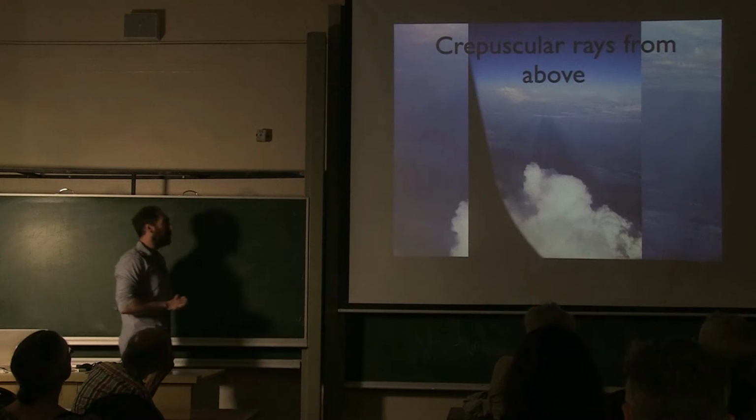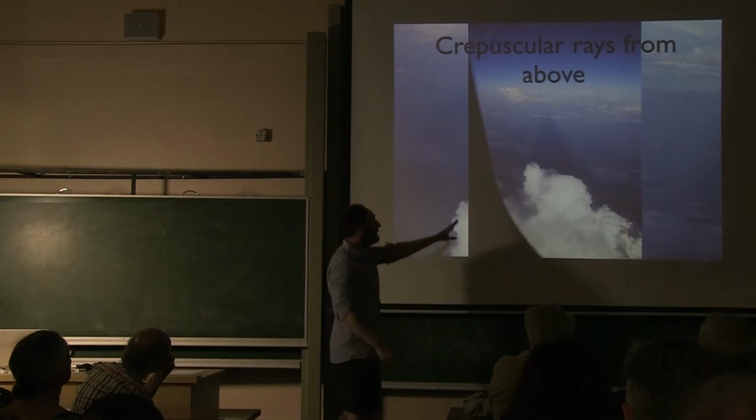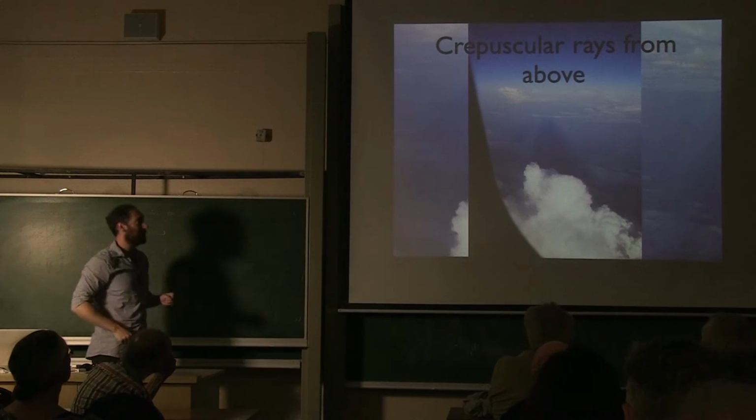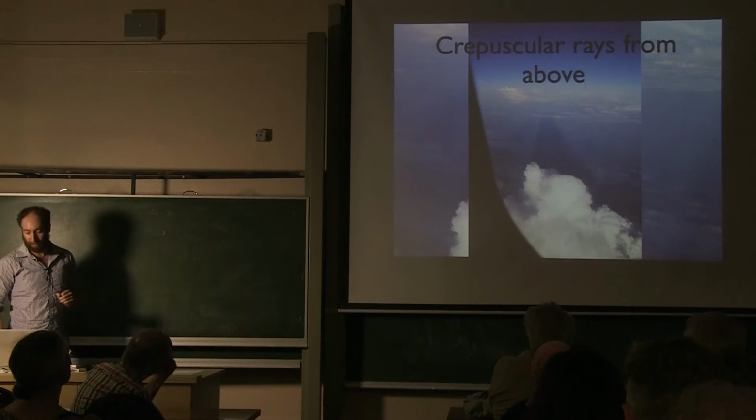You can see the same thing from above. Again, if you've got misty conditions, then you'll see the shadow of a cloud zooming off into the distance, again, going precisely to the anti-solar point.